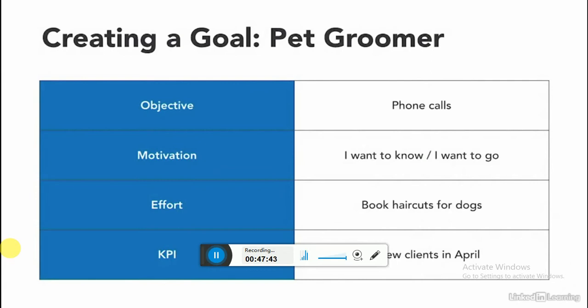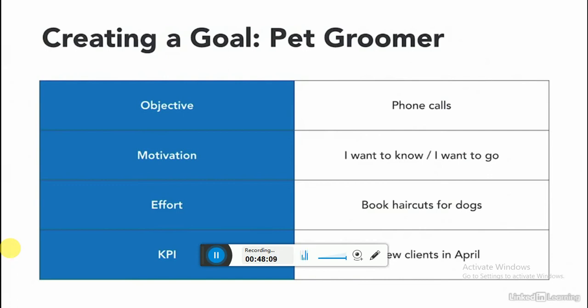Let's say you're a pet groomer and you want to generate more phone calls to your business. So we'll write our objective as phone calls. The motivation is I want to know and I want to go. The consumer needs to come to you. So your ad type will be focused on either getting them the information they need over the phone or getting them to come to your local place of business. The effort will be to book haircuts for dogs, and the KPI is 10 new clients in April.